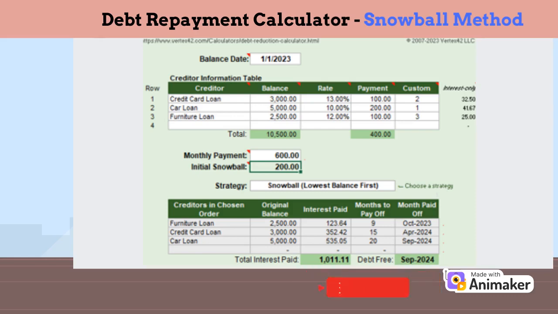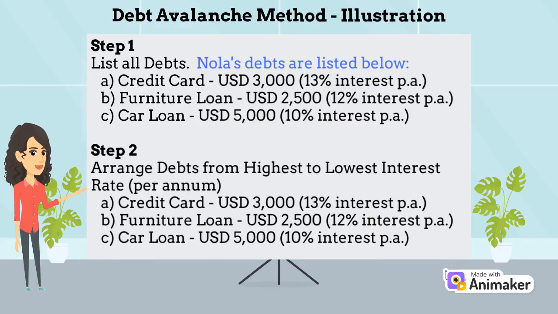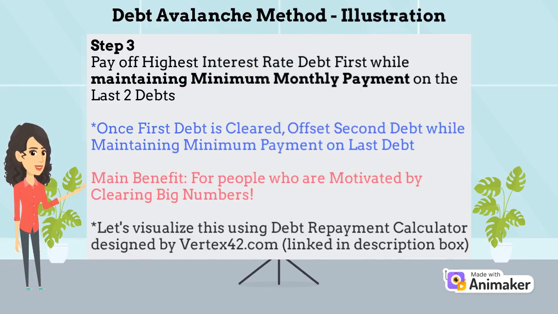To demonstrate the debt avalanche method, I have listed all Nola's debts and arranged them from the highest to the lowest interest rate per annum. The third step involves paying off the highest interest rate debt first while maintaining minimum payment on the last two debts. Once the first debt is cleared, she will offset the second debt while maintaining minimum payment on the last debt.